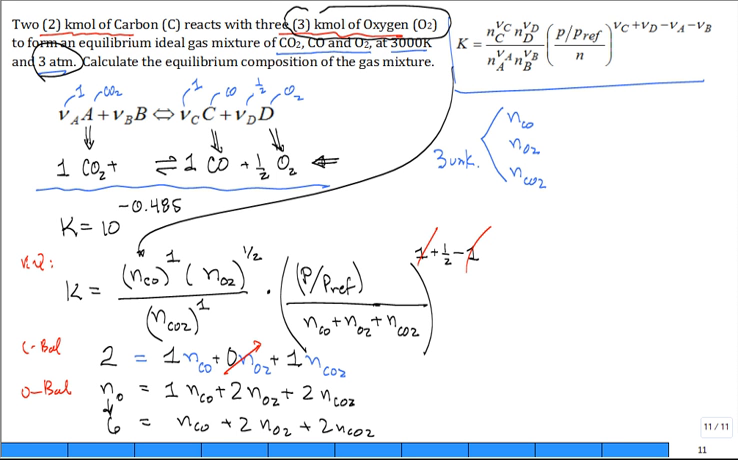Does that make sense? This equals 5 or 6? It should be 6. So what we have is, let's say this is X, this is Y, this is Z. So 6 is equal to X plus 2Y plus 2Z. Now go find X, Y, and Z. Maybe we should use X, Y, and Z as my unknowns. What was X again? X was the number of moles of CO. What was Y? Number of moles of O2. What was Z? Number of moles of CO2.